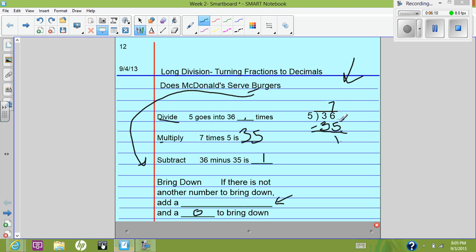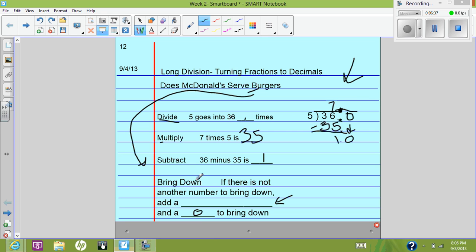So I'm going to add a decimal point and a 0, and I'm going to bring that 0 down. So now I have 10 down at the bottom. I have my decimal point here. I can bring that straight up into my answer. So my answer is going to be 7 point something. That something is what I have to figure out.